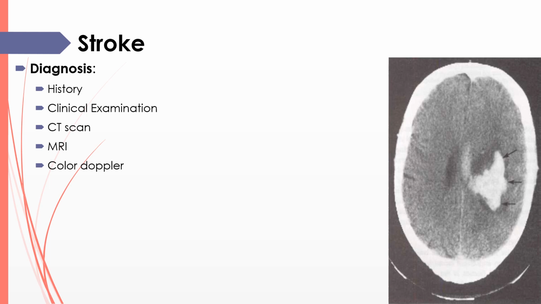Diagnosis can be made by taking history, clinical examination, and identifying hemiplegia and the clinical signs. It can be diagnosed by computed tomography scan, MRI, or color Doppler. This is the image of the CT. You can see the hemorrhage. This is the hemorrhage.